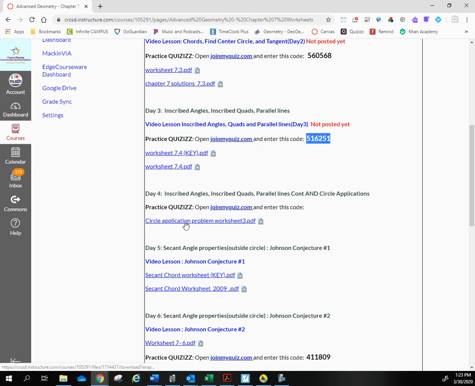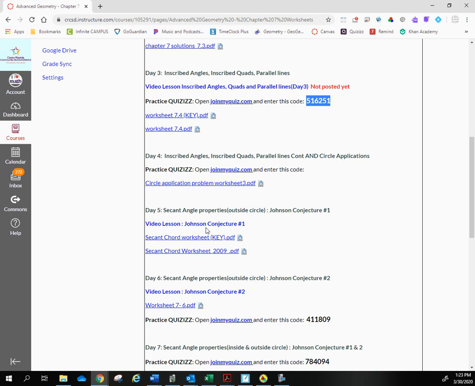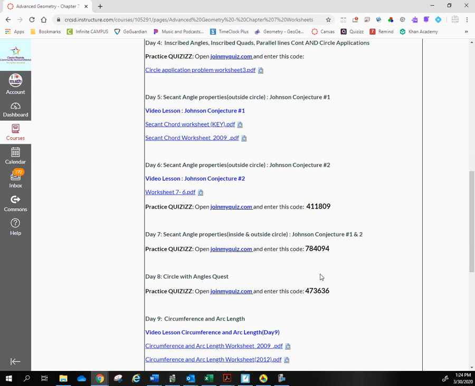That'll lead us into the application worksheets. And if you don't want to do the application worksheets, that's fine. Continue to do some more quizzes that I'll have posted here about my Johnson conjectures. And I have one of my quizzes right here that's going to go with the inside and the outside. You'll have to watch both of these video lessons first in order to do this quiz, about video lesson number 2 and conjectures 1 and 2.